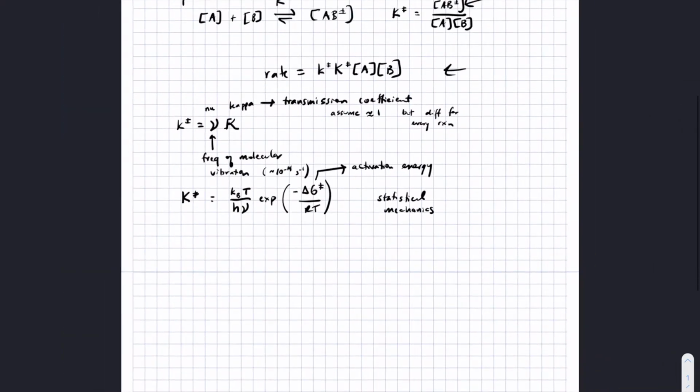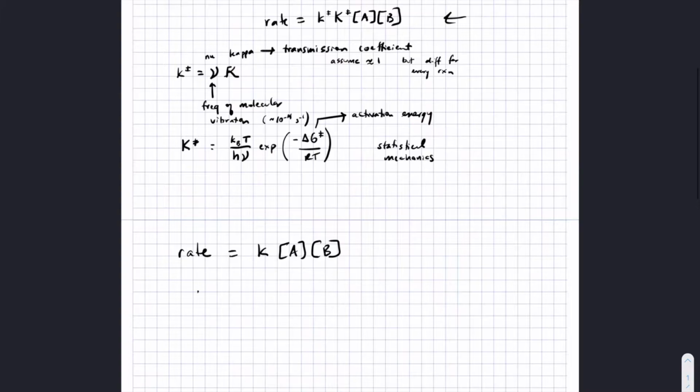So now if we bring it all together, remember our rate constant, I'm going to rewrite the rate law. We said rate constant K is equal to little k times big K. So you put that all together, nu kappa is little k double dagger, and then big K double dagger is Boltzmann constant times temperature, Planck's constant again times nu, then e raised to the minus delta G double dagger over RT.